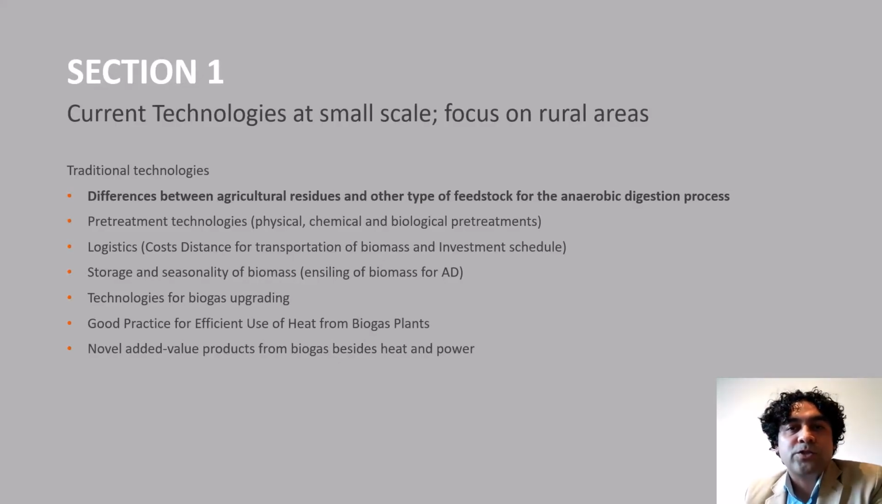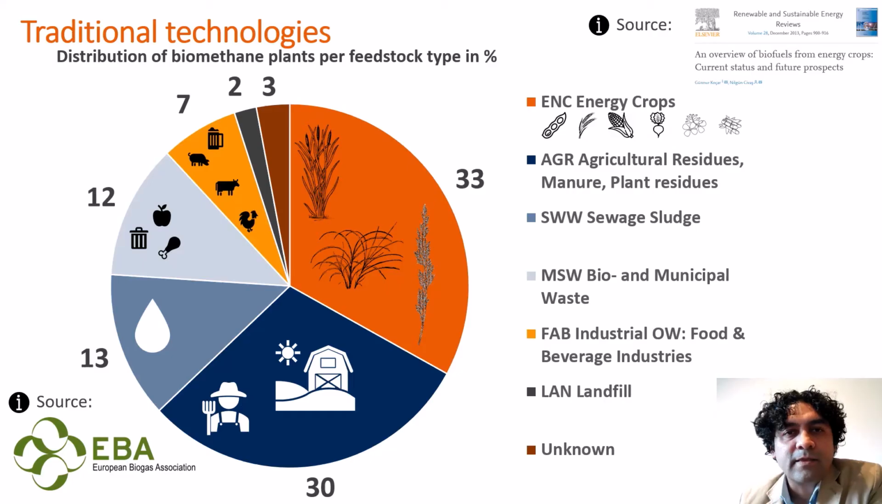Differences between agricultural residues and other types of feedstock for the anaerobic digestion process. The anaerobic digestion technology is able to valorize all kinds of organic feedstock. In the graph, a distribution of biomethane plants currently running in Europe is presented. With the highest percentage, we can find the energy crops, which constitute significant potential for meeting the future energy need worldwide. Although controversial, agricultural lands offer an alternative to the agriculture, which is referred to as energy farming.